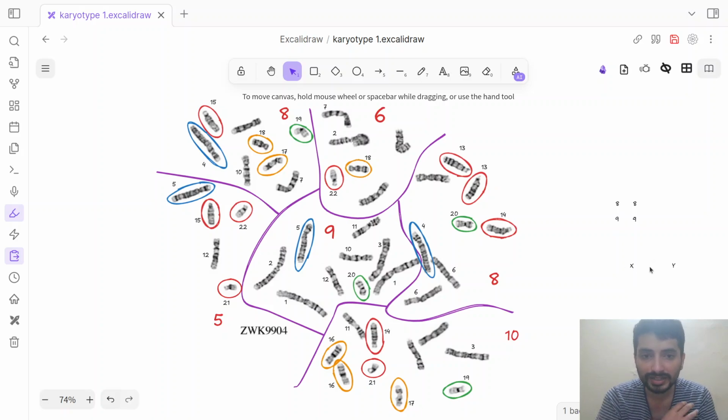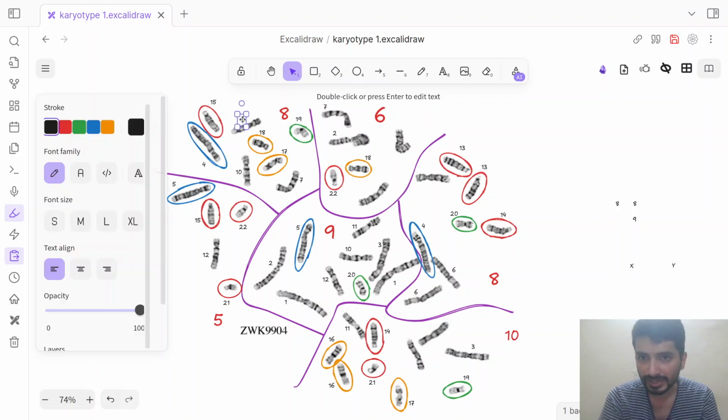Remember, we did not find another unpaired acrocentric chromosome, so probably this metaphase does not have a Y chromosome. So I'm assuming this is a female karyotype, and we'll label the X chromosome at the end. So remember that chromosome 9 has two dark bands on the long arm, and you can see one or two dark bands on the P arm as well. That is the feature of chromosome 9.